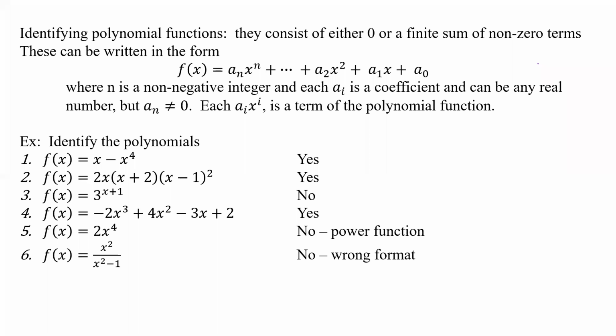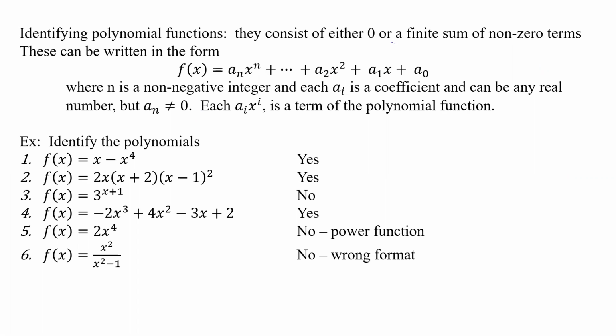Okay, so now we're going to look at identifying polynomial functions. Now they consist of either zero or a finite number of non-zero terms. These can be written in a form. We have f of x equals a sub n times x to the n plus dot dot dot a sub 2 x squared plus a1 x plus a0.